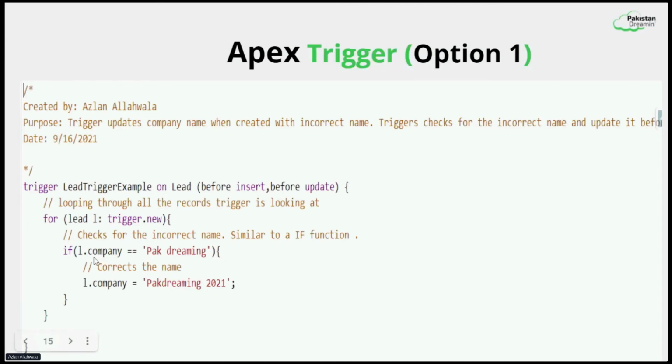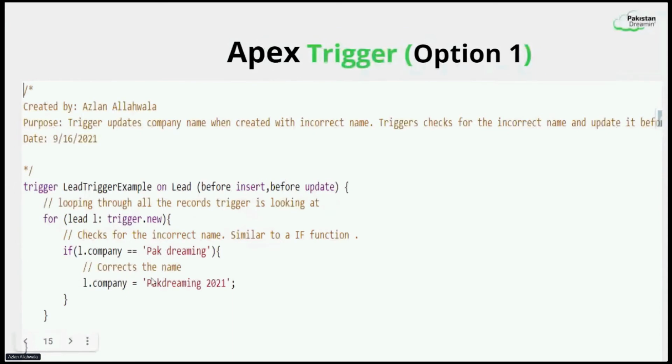Whichever record is being inserted into the system, we are checking if the company name is equal. I mean, we're comparing if the company name is Park Space Dreaming. If that is the case, then you assign Park Dreaming Space 2021 to the company name. If that does not match, nothing will happen.